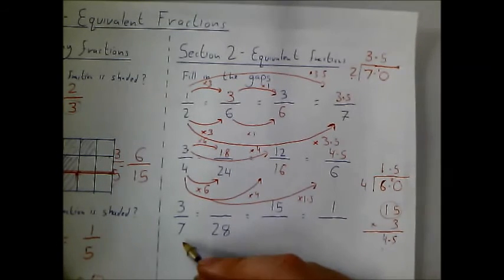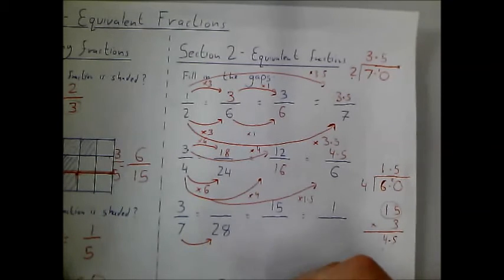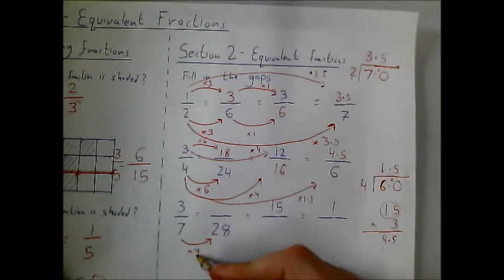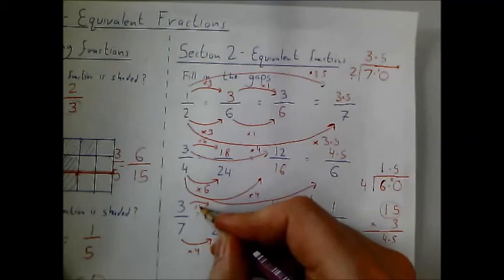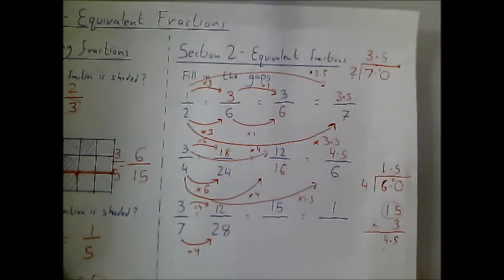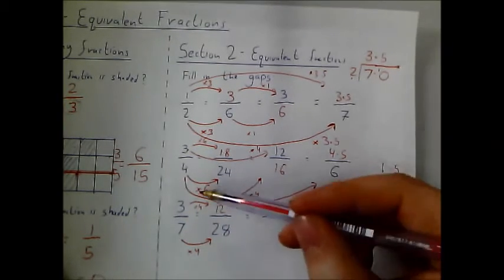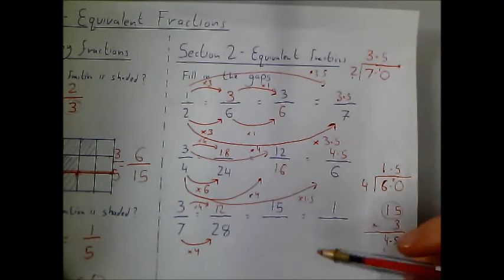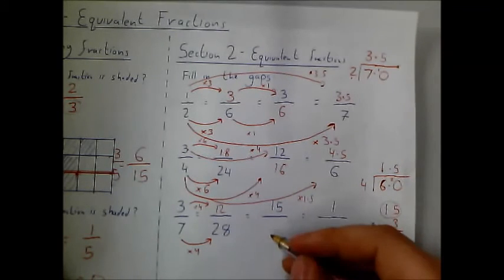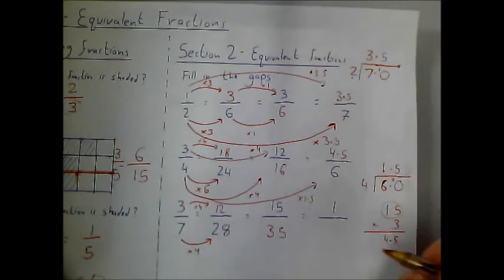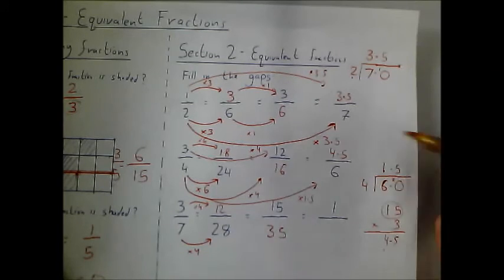Final question. To go from 7 to 28, I multiply by 4. So I multiply 3 by 4, I get 12. Here, to go from 3 to 15, I multiply by 5. So 7 times 5 is 35. And now finally, to go from 3 to 1, I divide by 3.